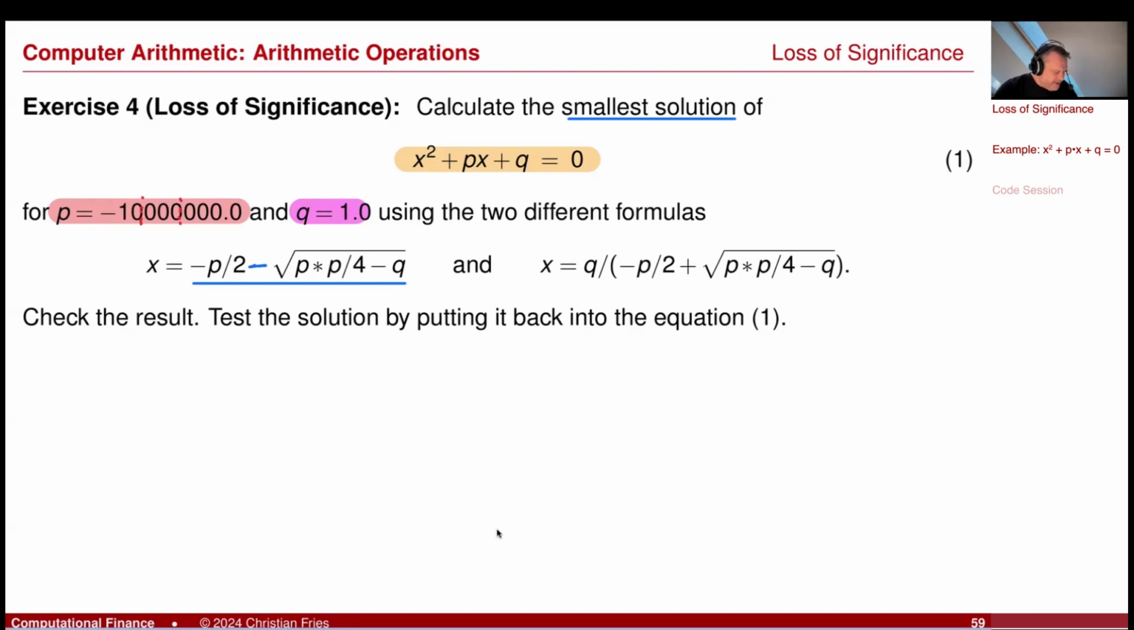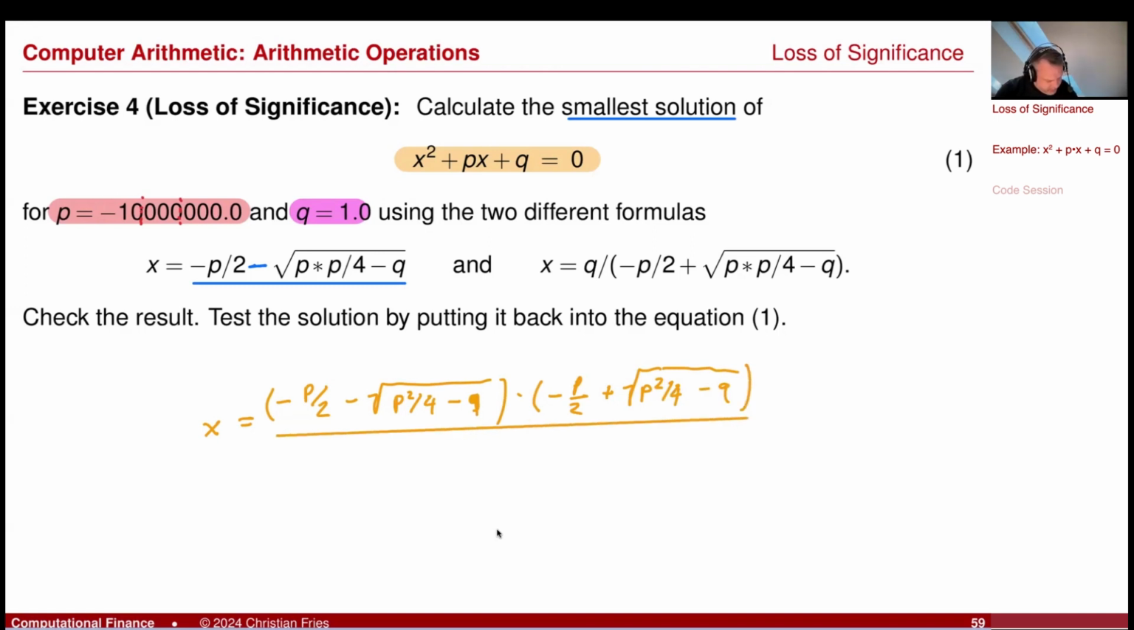Actually, there is an alternative representation, not so popular, which you immediately get. If you multiply this with the other solution, so minus p divided by 2 plus square root of p squared divided by 4 minus q, and divide by it, I have not changed the formula, not changed the result. It's still the same smallest solution.